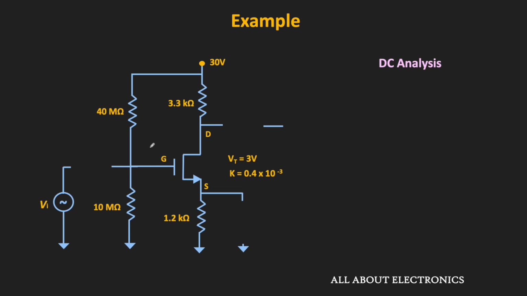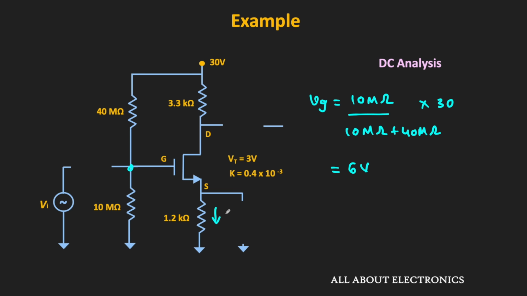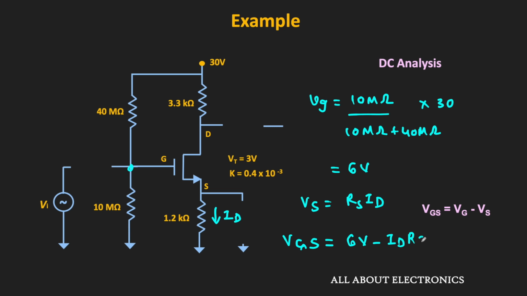And here, assuming the gate current IG is equal to 0, we can find the voltage VG. This voltage VG is equal to 10 mega ohm divided by 10 mega ohm plus 40 mega ohm, times 30 volt, that is equal to 6 volt. So using the voltage divider rule, we can find the gate voltage VG. And here the current through the source resistor is equal to ID. That means voltage VS is equal to RS times ID. That means voltage VGS is equal to 6 volt minus ID times RS.